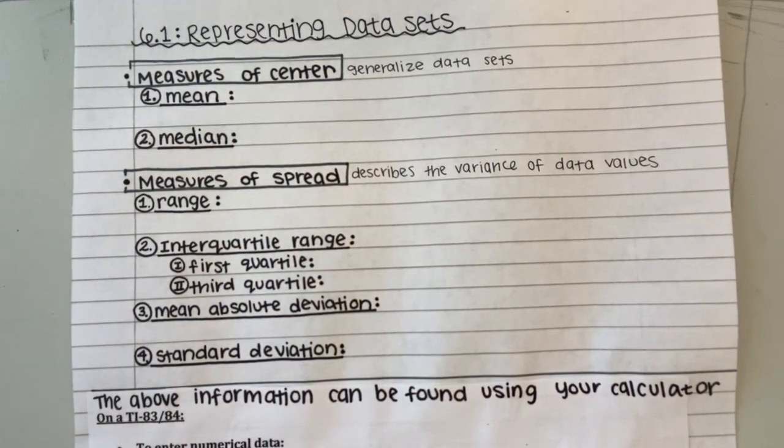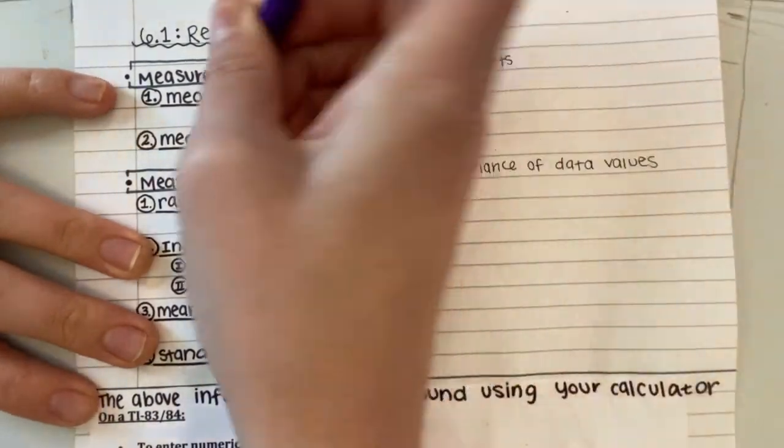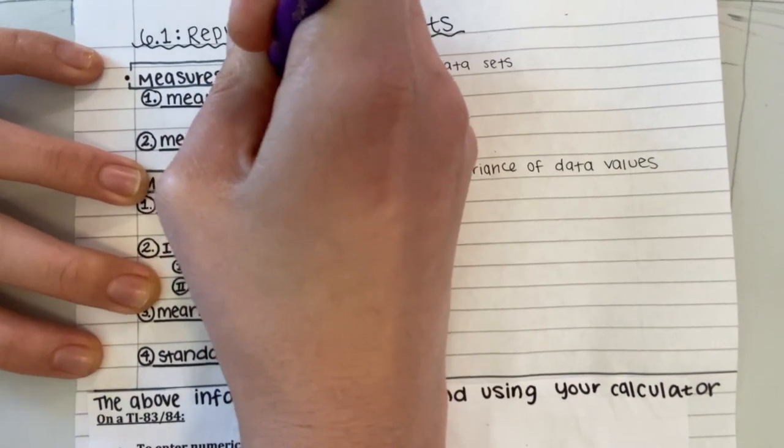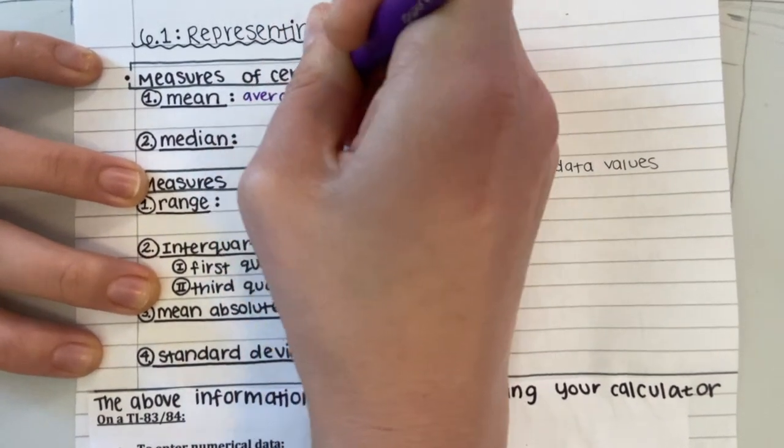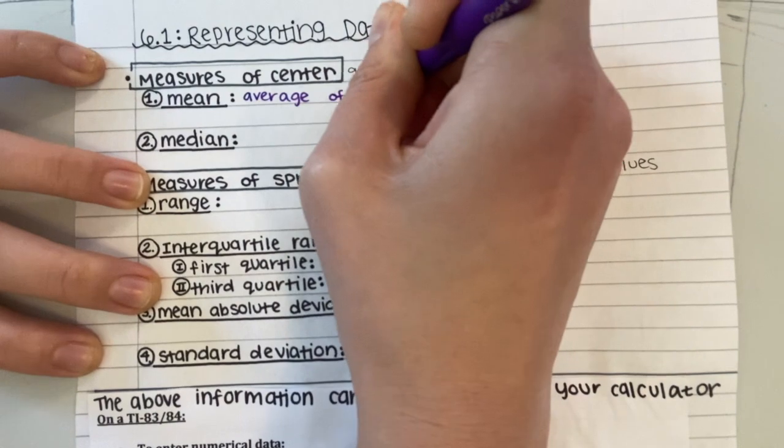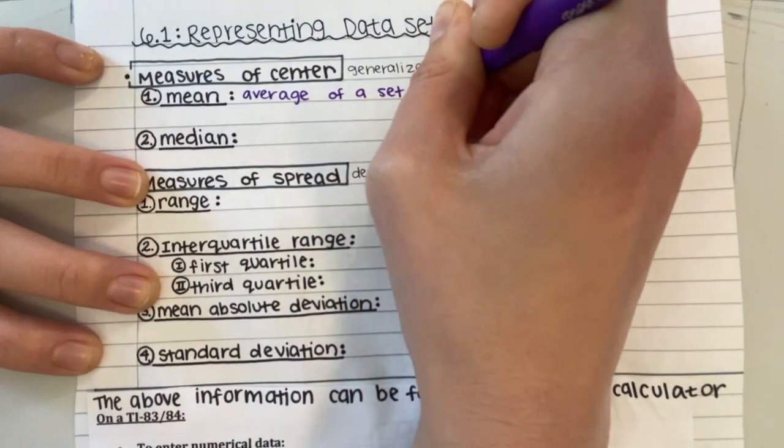So to start off Unit 6, which is our final statistics unit, we are going to just look at some definitions. So these should be definitions we're pretty familiar with, so I'll go through them quickly. The mean is just our average of a set of numbers.